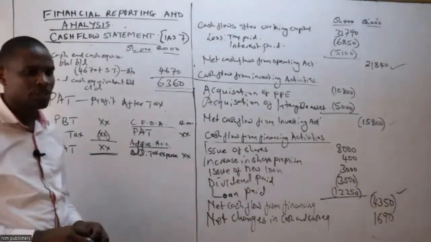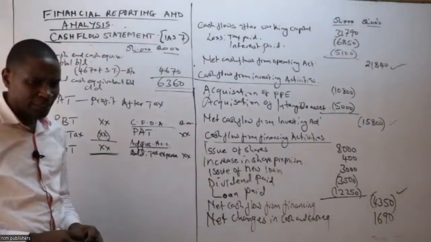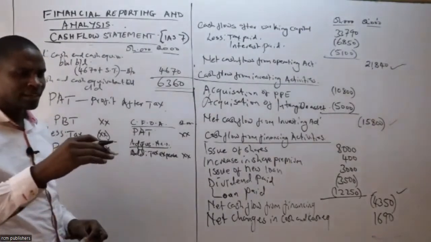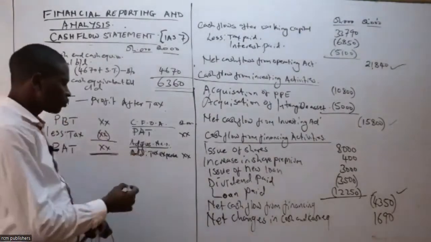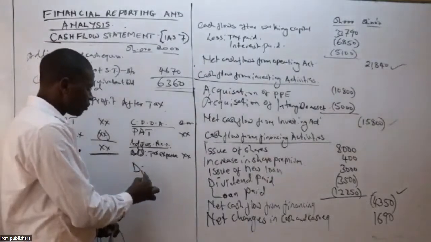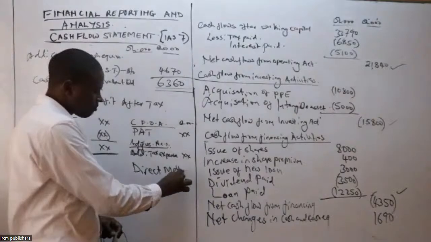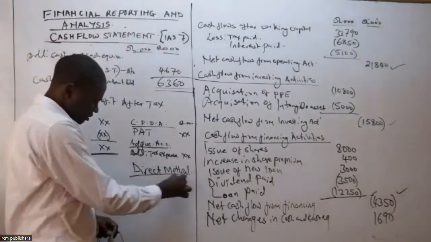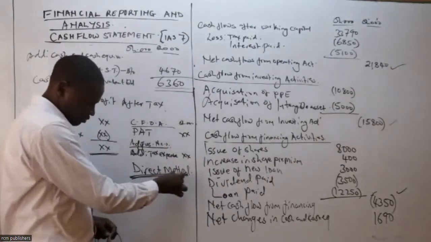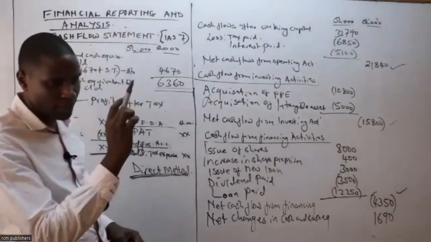And how about deducting operating expenses? I think when you go in that route, that is the direct method. Whatever that we are talking about here is the indirect method. Are we together?